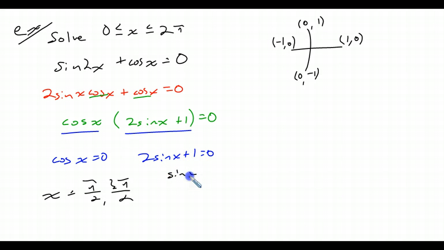So get sine by itself first, so you have sine x equals -1/2. This is going to come straight from your triangles. In order for it to be -1/2, you use all sombreros, try chimichangas. Sine is negative in the third and fourth quadrant. So let's see, I need to look at a triangle.